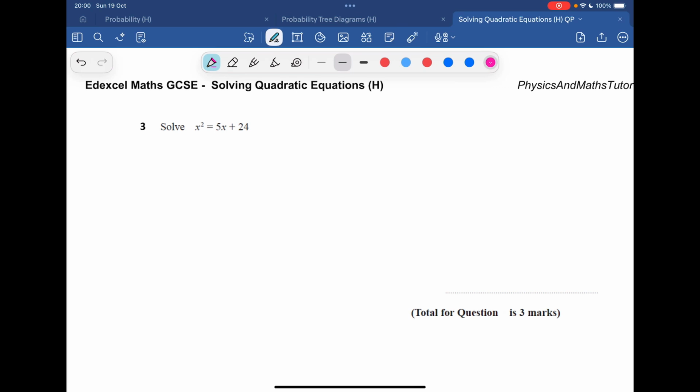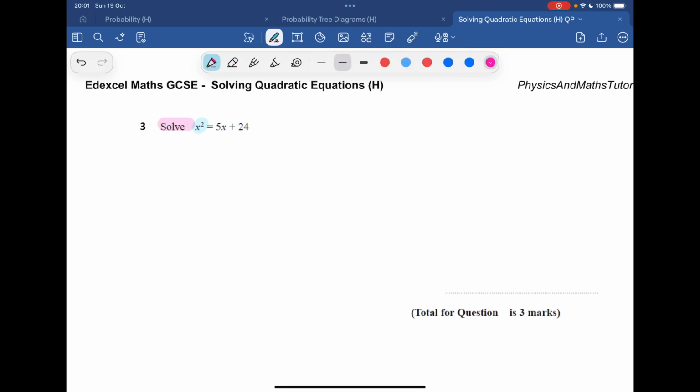Okay, now on to question 3. We're being asked to solve this equation. We've got x squared equals 5x plus 24. And as I say, when we see this x squared, we know we're dealing with a quadratic. And we know that to solve a quadratic, we need this equation to be equal to 0. We want to find x when y is equal to 0. So, we need to rearrange this.